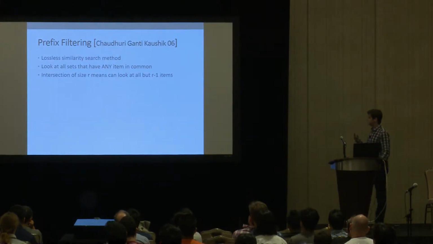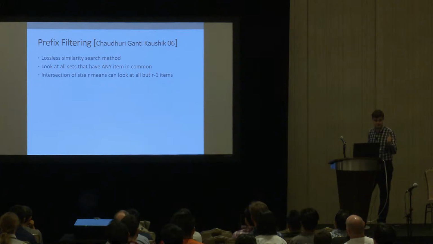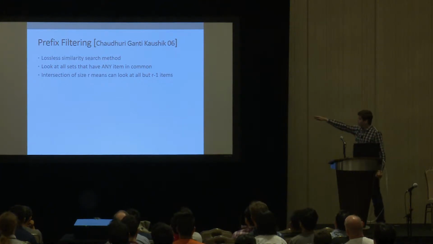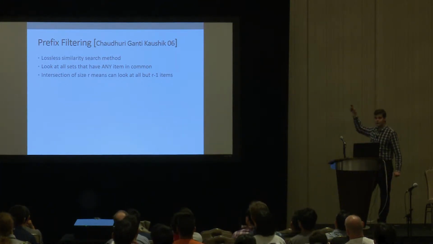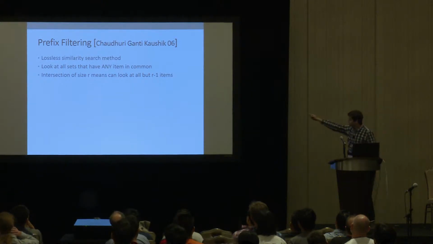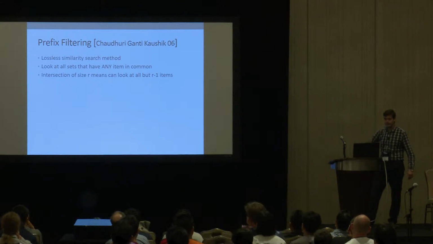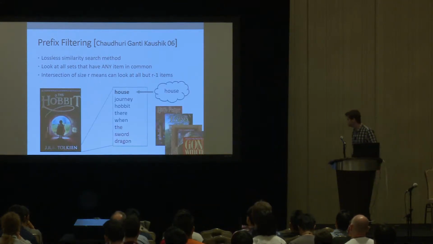The other way to do this is prefix filtering by Chowdhury et al. Now this is a lossless similarity search method. We don't have this approximation factor. We're going to go through the items, and we are going to look at all sets that have any of these items in common. Not all of them, any of them. But an intersection of size r means we can look at all but r minus 1 items. Let me go through this very quickly.